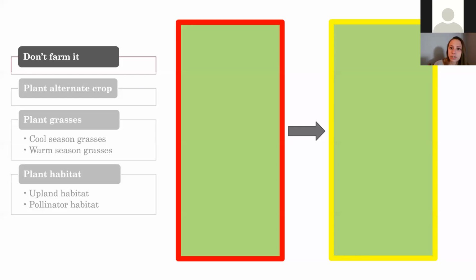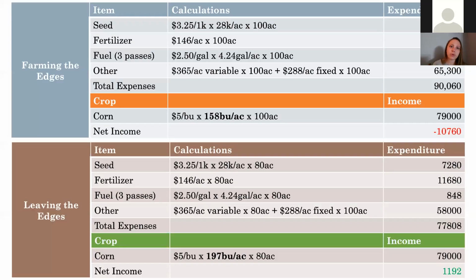So the first option to deal with this is to just not farm it. Basically, you're not putting all of those inputs onto these areas that aren't making money for you. So here are just some quick numbers that I threw together as an example.